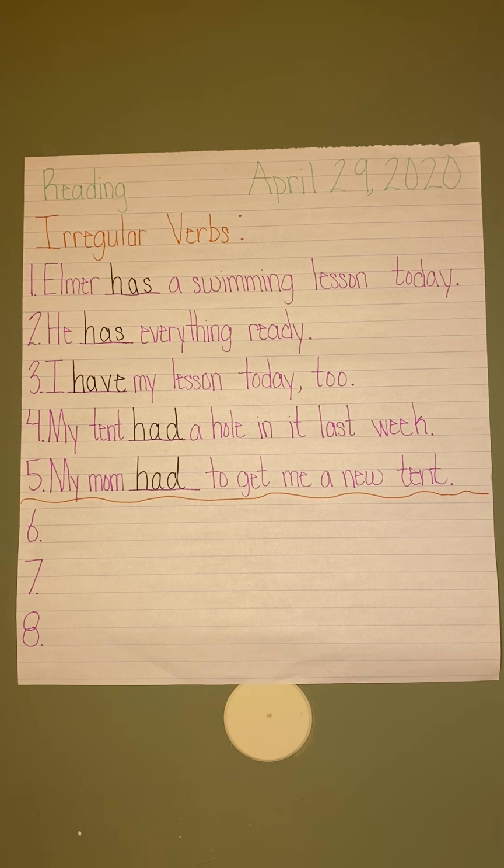All right? So now we have already completed numbers 1 through 5. Now we're going to complete numbers 6 through 8. So the directions for the second half of your sheet for numbers 6 through 8, it says, look at the picture of the campers. Write 3 sentences. Use the verbs has, had, and have.